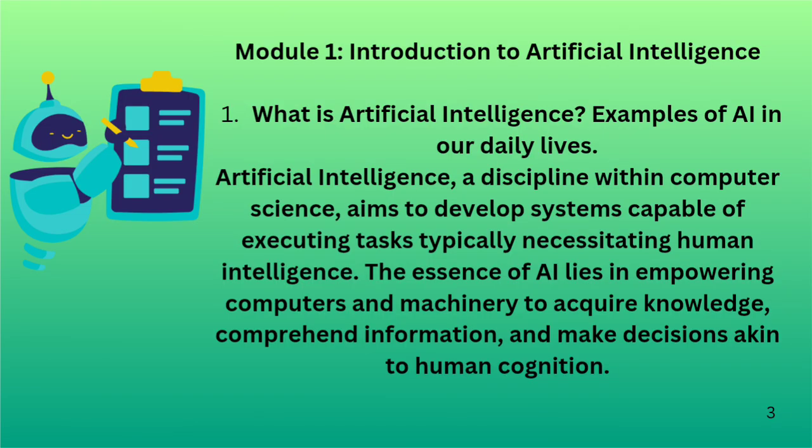Module 1. Introduction to Artificial Intelligence. What is artificial intelligence? Examples of AI in our daily lives. Artificial intelligence, a discipline within computer science, aims to develop systems capable of executing tasks typically necessitating human intelligence. The essence of AI lies in empowering computers and machinery to acquire knowledge, comprehend information, and make decisions akin to human cognition.